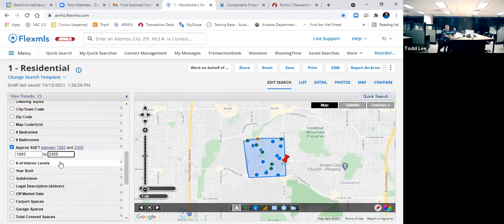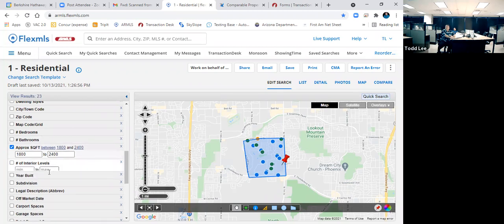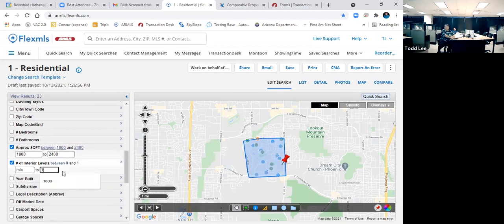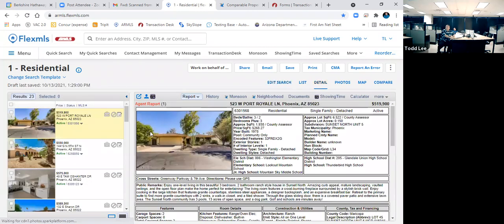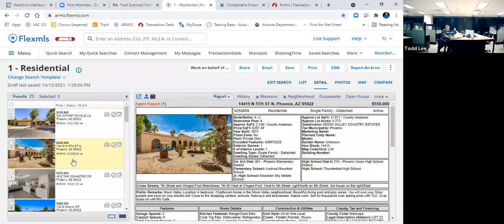So now I've got your square footage, interior levels. I only want to go one level because I only want to do single level houses. I don't want to get anything else in there. Okay, so that keeps me at 23. And I'm just going to take a peek over here at the detail and see what we've got for properties. That one is 520. We've got one for 550.